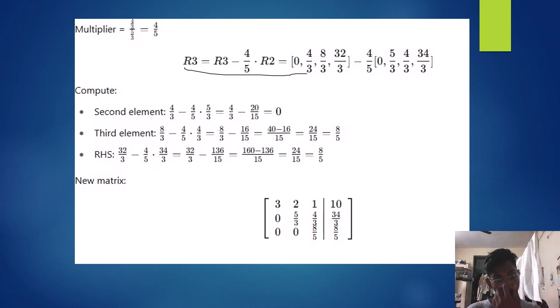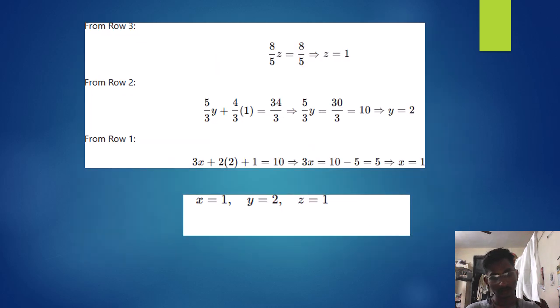Compute the second element: 4 by 3 minus 4 by 5 into 5 by 3, which is equal to 0. The third element is 8 by 5 and the right-hand side is equal to 8 by 5. This is the new matrix. From row 3, 8 by 5 z is equal to 8 by 5. So z is equal to 1.